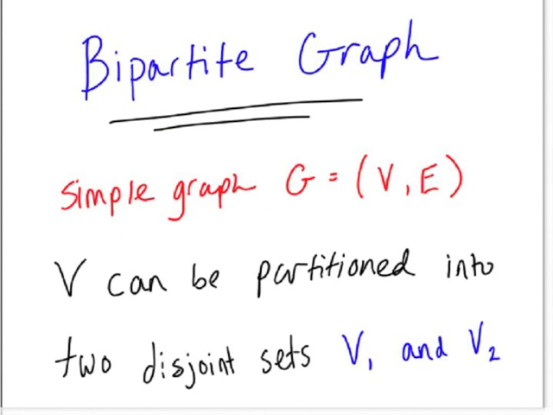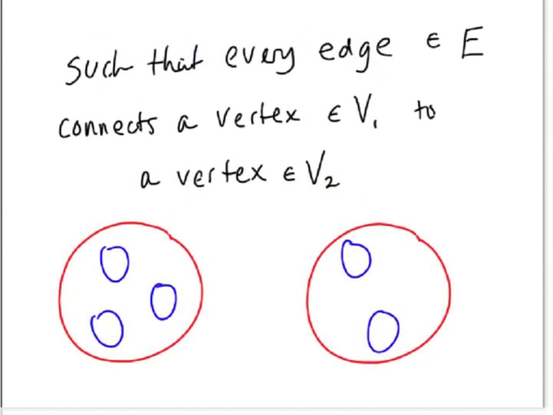Alright, another point we have to go over is the idea of a bipartite graph. So given a simple graph G equal to (V, E), V being the vertex set and E being the edge set, we would call G a bipartite graph if we can partition the vertex set V into two disjoint sets, V1 and V2, such that every edge in its edge set connects a vertex from V1 to a vertex in V2. And so it would look something like this.